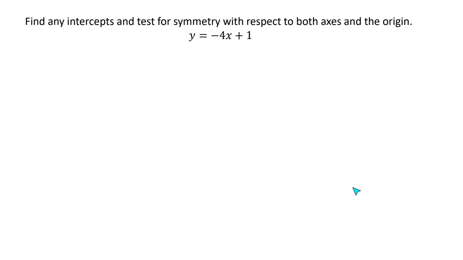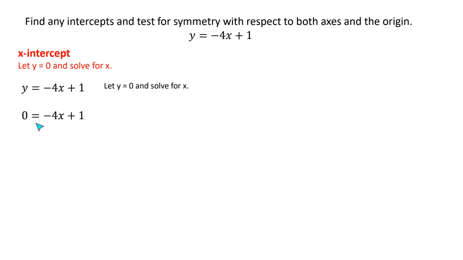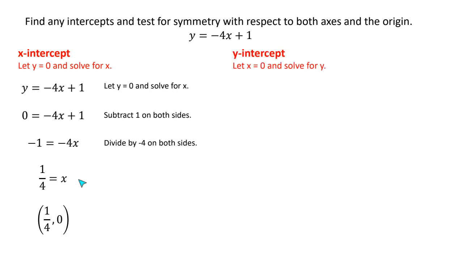Okay, so now let's look at something a little bit different, finding the intercepts and then testing for symmetry. To find the x-intercept, we let y equal 0 and solve for x. If y is 0, we simplify here. I'm going to subtract 1 on both sides, and then divide by negative 4 on both sides. We end up with x equal to 1/4. So this is my x-intercept.